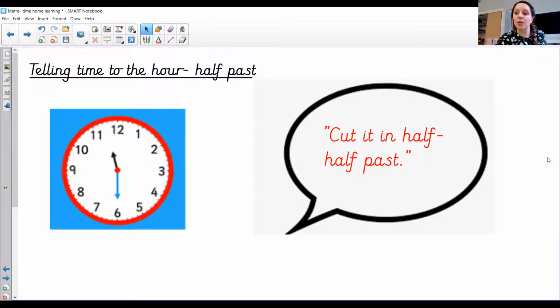So have a look at my clock on the screen. It has a half past time. I know that because the long hand, that minute hand, is pointing down at the bottom of the clock at the 6. It's cut my clock in half, so it's a half past time to the 6. It's half past something, but half past what?